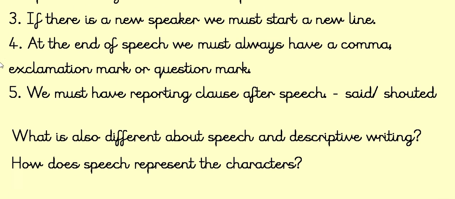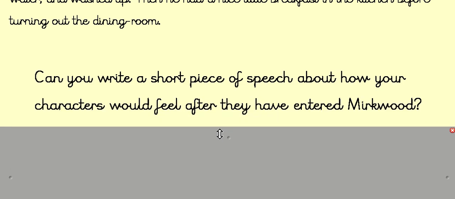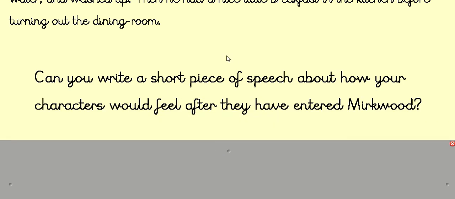And that's now what I want you to do. I want you to write some speech using our 5 rules that you've written in your book. So you're going to write underneath your 5 rules in your learning journey book, and you're going to write a short piece of speech about how your characters would feel after they have entered Mirkwood. So what I want you to do is get up your positive piece of writing about Mirkwood that we did on Thursday.